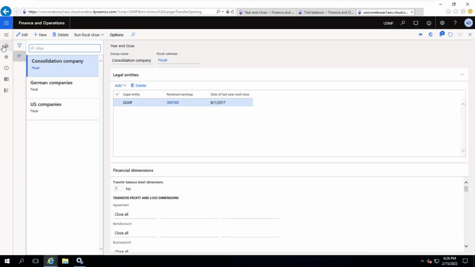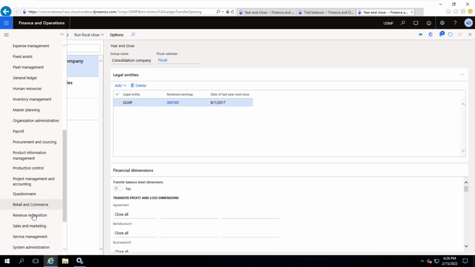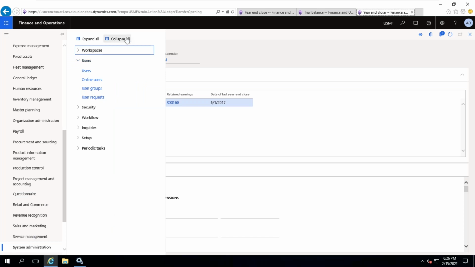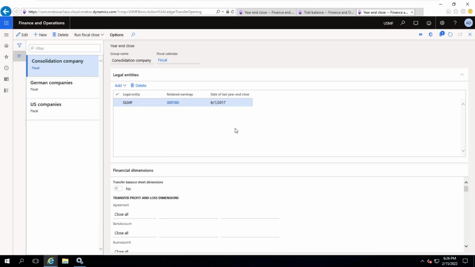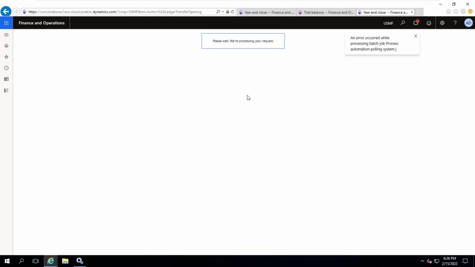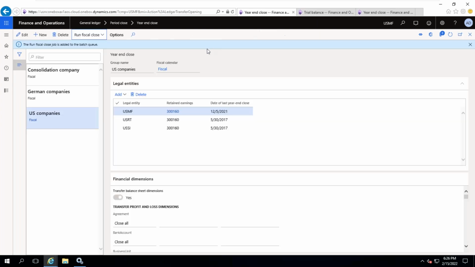Yeah, anyone has any idea? Admin module. Yeah, admin module, system administrator. It is available in the system administrator, inquiries, batch jobs. Here it will be there. So the batch job is run fiscal close. So the batch job is fiscal close.